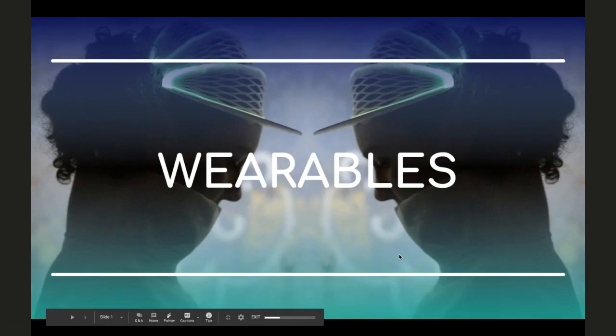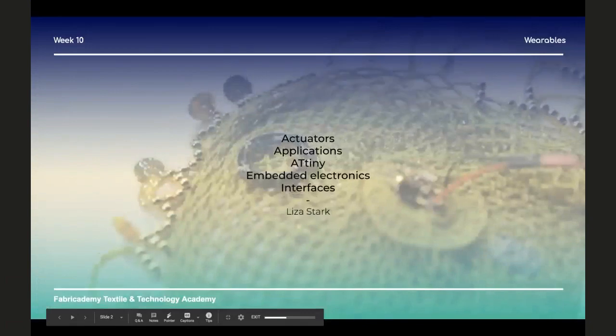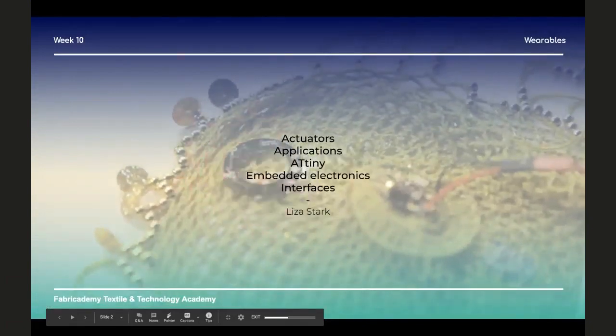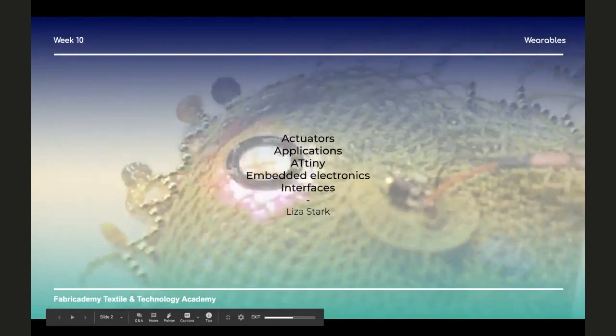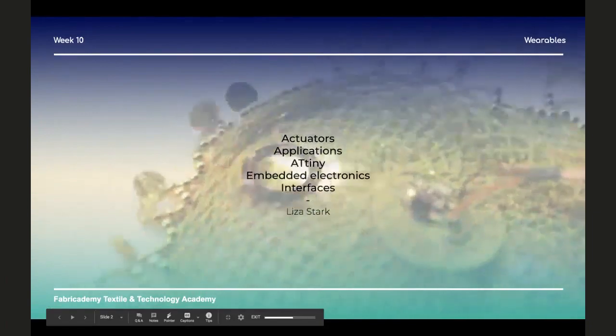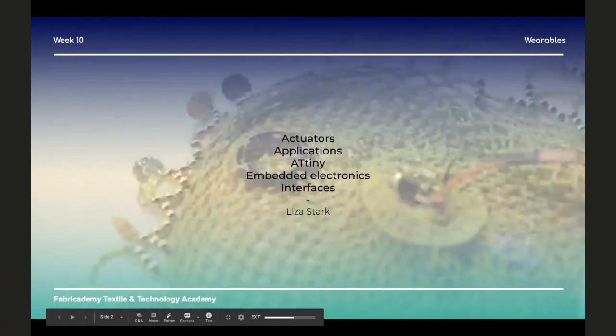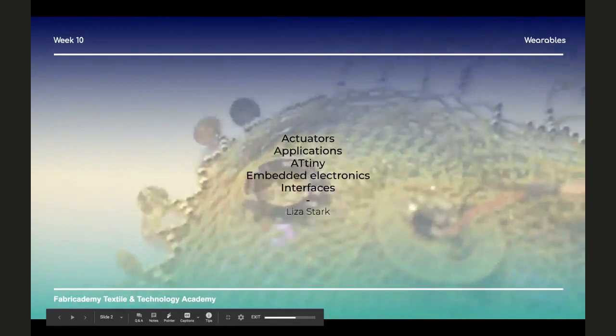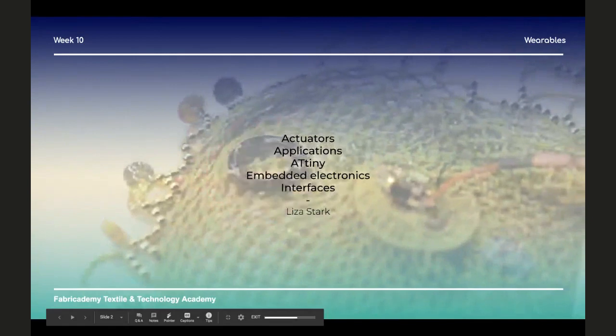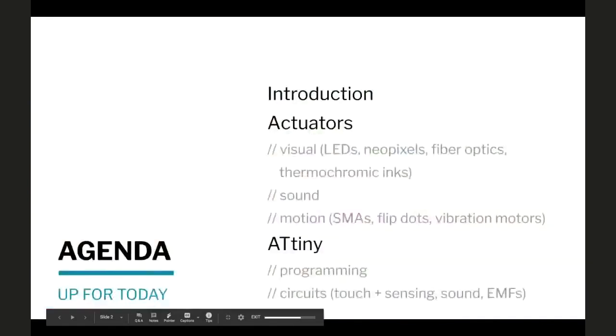So this week we're going to talk about wearables and e-textiles. And just to give you an overview of the big topics we'll cover, we'll discuss actuators, different applications of wearable technology sort of sprinkled throughout. We're going to talk about a small microchip called the ATtiny. And then we'll talk about embedded electronics and different interfaces. So a more in-depth sort of agenda is here.